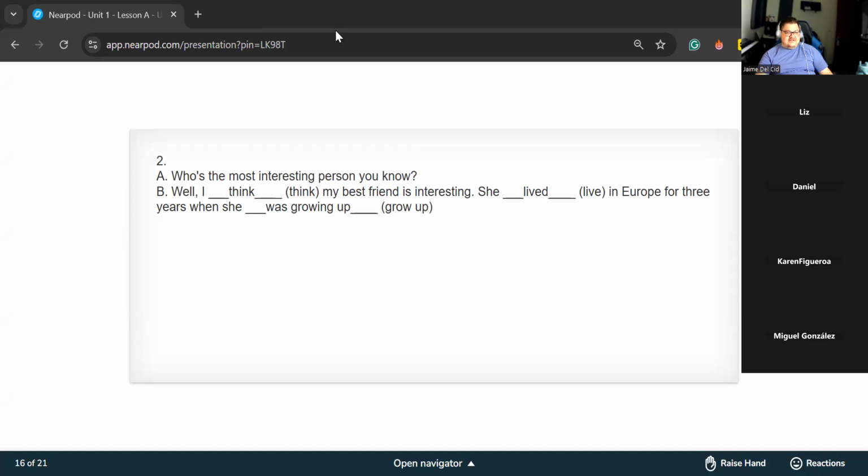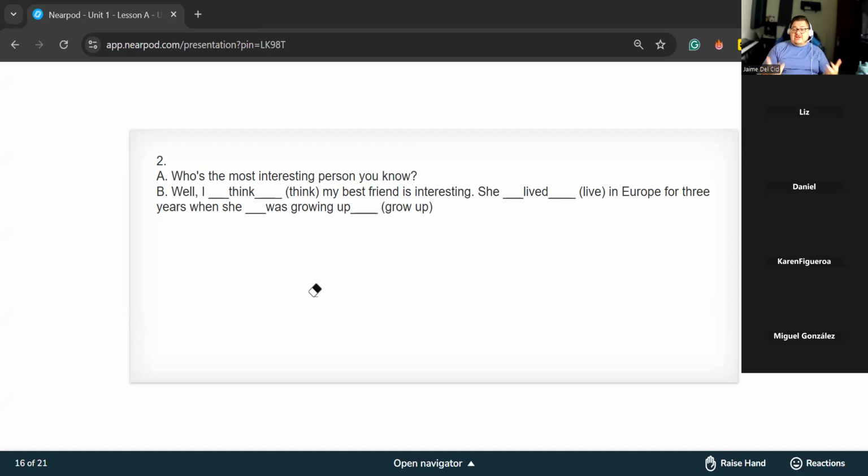So if I discovered that this is simple present, then my very first answer is going to be in simple present. So in this case, this is correct. Both are simple present. Who is the most interesting person you know? I think my best friend is interesting. Ahora, recuerden que I'm thinking y todas esas hay que evaluarlas con cuidado, right? Because the words think, know, love, etc. are verbs that are called stative verbs, right? So we have to be careful.